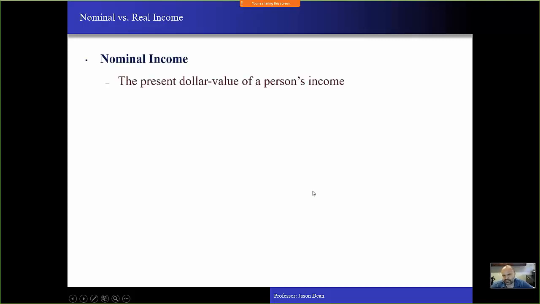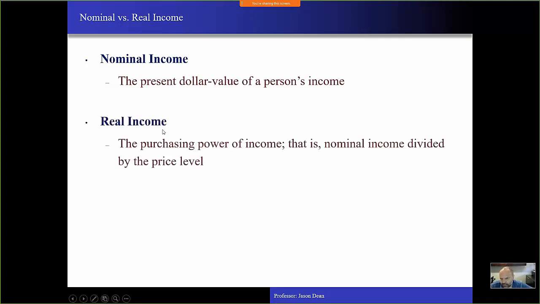So let's talk about the difference between nominal versus real income. The idea is the same. A nominal figure is when you use the current year prices. Everything is measured in the current year. There's no adjustment made for price changes. So nominal income would just be the dollar value that you got on all of your paychecks at the end of the year. Real income is when we make adjustments for prices. So we're thinking about the purchasing power of your income. We're looking at nominal income divided by the price level.